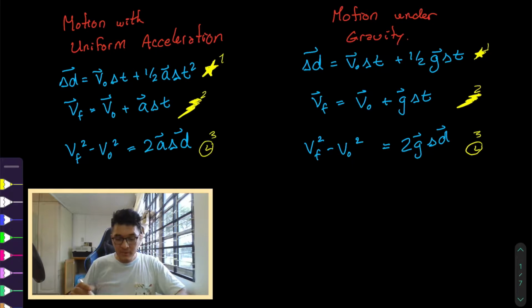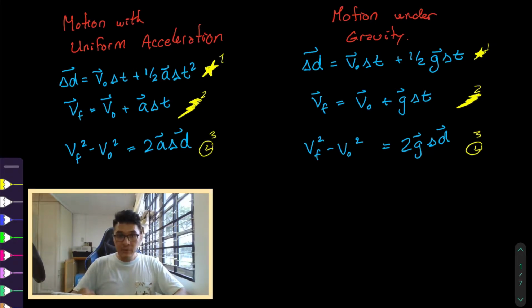So I distinguish them by special symbols. The first one is the number 1, the star, the fortune telling equation, because it tells us the future, the displacement. The second one is the lightning bolt, which tells you the final velocity of an object. And the third, there's a clock. So this equation doesn't depend on time.